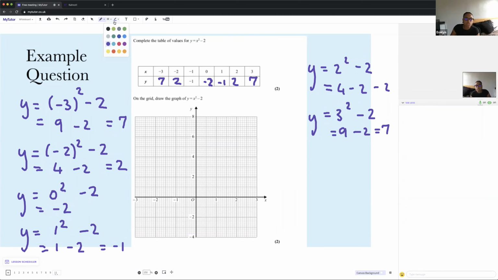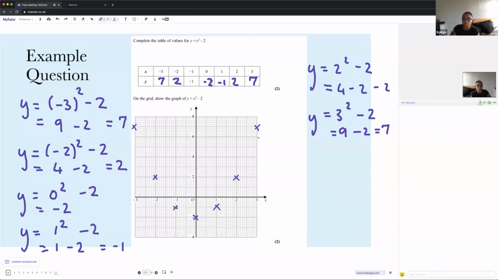The next thing that we have to do is to plot them. So the first coordinate we have is minus 3, 7. So minus 3 is here and 7 is up here. So that's our first coordinate. Minus 2, 2 is over here. Minus 1, 1 is over here. 0, minus 2 is over here. 1, minus 1 is over here. 2, 2 is here, and 3, 7 is up here. So all I've done is I've plotted the coordinates.